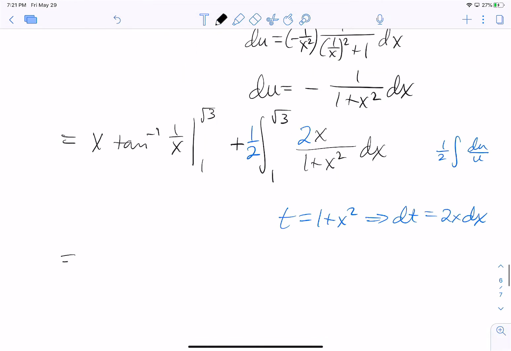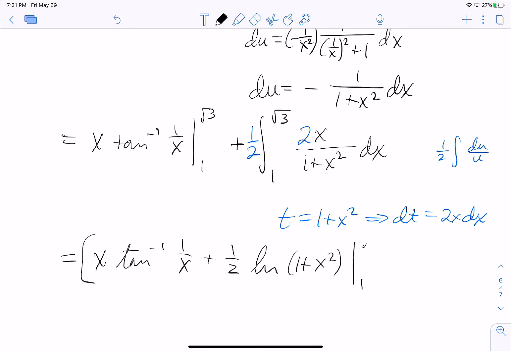Putting this together, we have x times the inverse tangent of 1 over x plus 1/2 times the natural log of 1 plus x squared. The whole thing is evaluated from 1 to the square root of 3. You may be thinking we need absolute values for the natural log. We actually don't. The argument is 1 plus x squared. That'll never be negative.